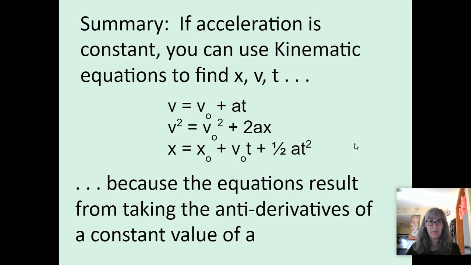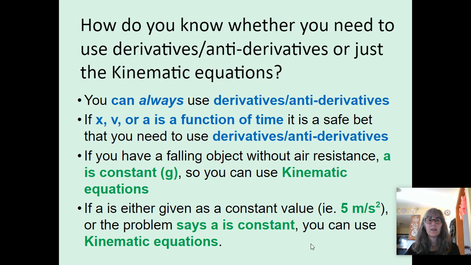So, a summary. If acceleration is constant, it's often easier to use kinematic equations. So there they are. The equations result from taking the antiderivatives if there's a constant value of a. We'll do that in class. So how do you know whether you need to use derivatives or antiderivatives or just kinematic equations? You can always use derivatives and antiderivatives unless you're solving for t, and then it's really kind of tricky.